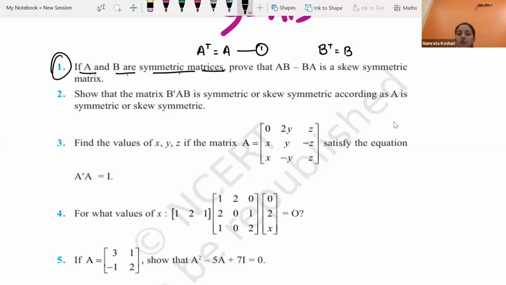So here we are supposed to prove that AB minus BA is skew symmetric. Now we'll be using the same logic. Okay, AB minus BA, we are supposed to prove that it is skew symmetric. So in our mind, one thing must be clear. If you are naming it a matrix P, basically we want to show that P transpose is same as negative P, right? Yes.